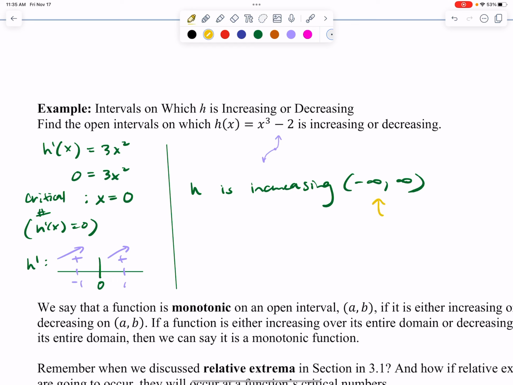But this is referencing our pre-calc definition of increasing. And then to completely answer the question, h is decreasing nowhere.